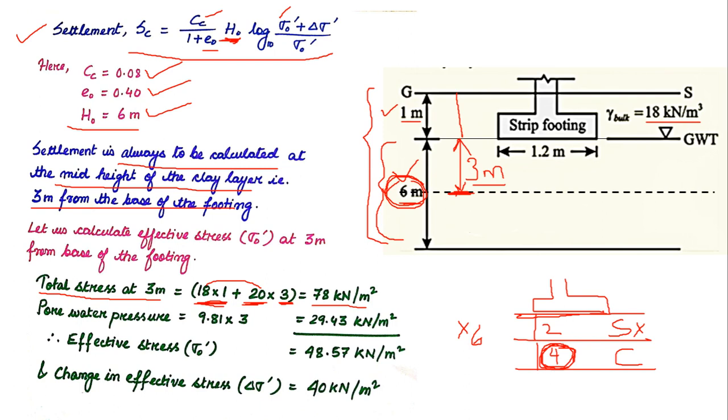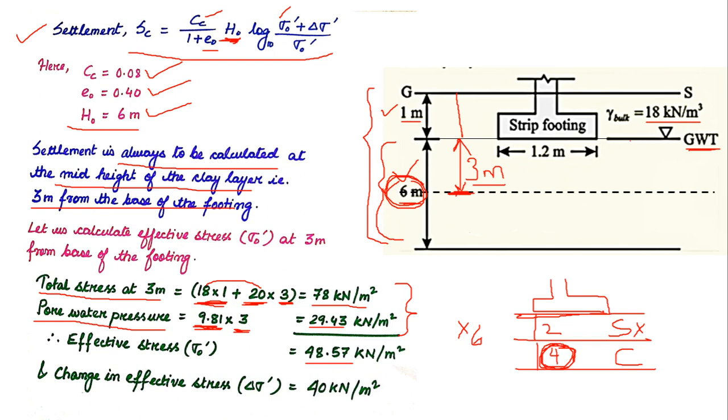Now what will be the pore water pressure? Pore water pressure is exerted by water. Where is water located? It is at the bed of the footing, right? So the pressure exerted will be from the bed of the footing to 3 meters. The unit weight of water is 9.81 kilonewton per meter cube, and the height of water in this case is 3 meters. So 9.81 into 3 gives 29.43 kilonewton per meter square. If you subtract this from the total stress, you get the effective stress, which is 48.57 kilonewton per meter square. So I have calculated the initial effective stress, sigma naught dash.